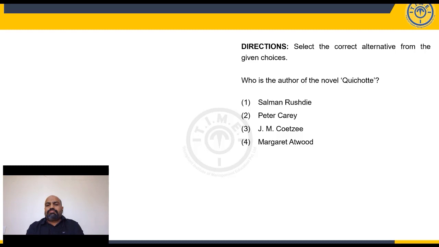He's also an Australian. He won the Booker Prize twice. Once for Life and Times of Michael K, the letter K. And the second book is Disgrace, D-I-S-G-R-A-C-E. See, if there are two books you should read, these are the novels.